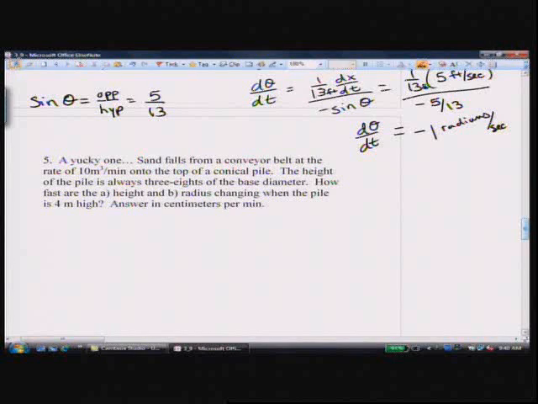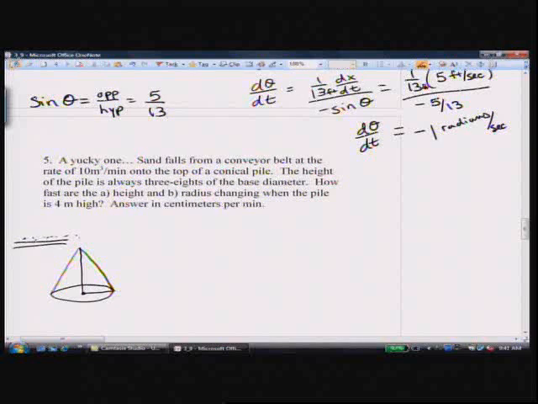So we have to really mess our brains up because we've got some things with meters and centimeters and all sorts of stuff. All right, so it's like a conveyor belt, like it's some sort of belt, and it's got little bits of sand on it, and it's falling into a conical pile like this. All right, and we know that it's happening. It says what's happening? The height of the pile is always 3/8 of the base diameter.